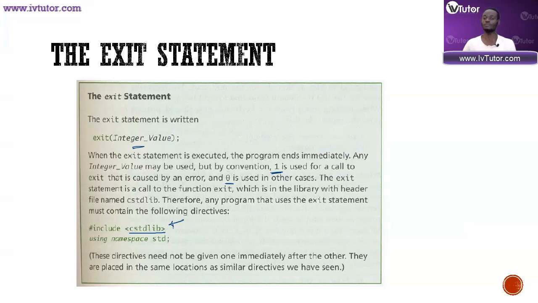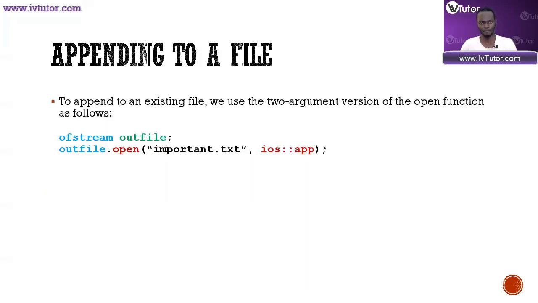Some of the most common questions will ask you to include all the missing hash include statements, which means you know that to use file streams, you need to include fstream. Now, to use the exit function, you need to include cstdlib, which is the C standard library. So always remember to include this library if you want to use the exit statement, which we do use in most cases, all right?